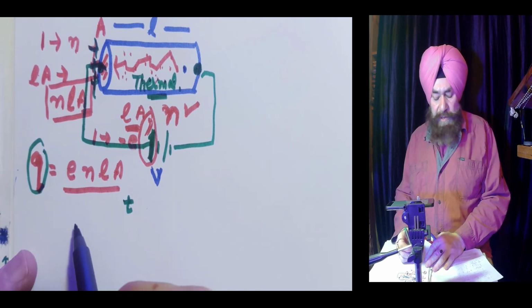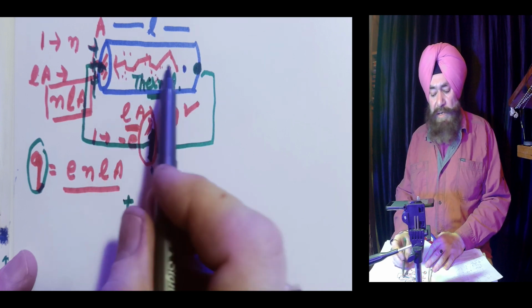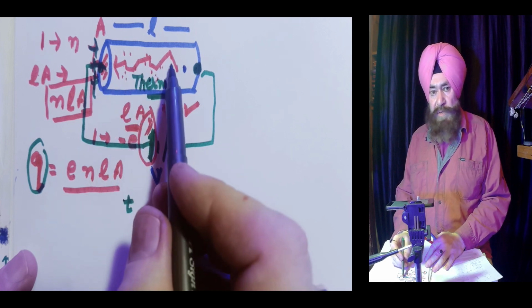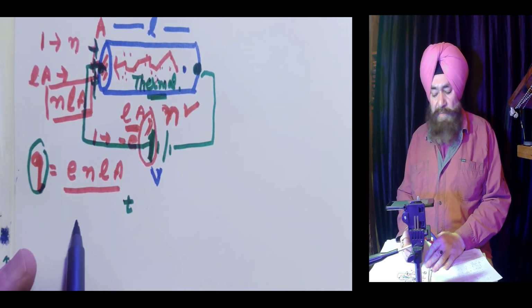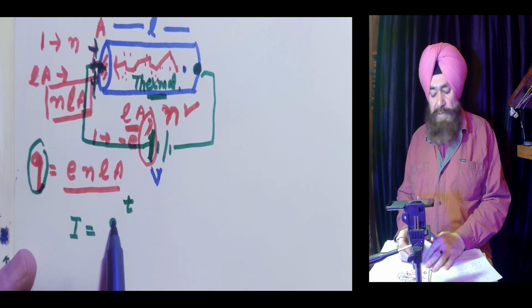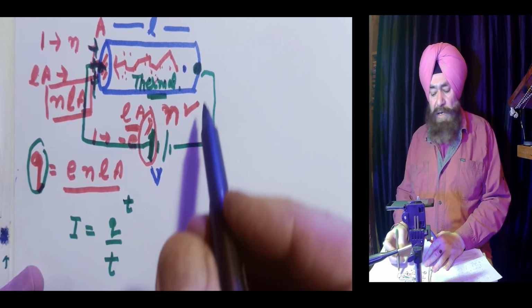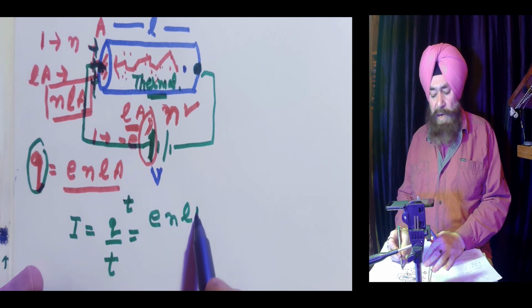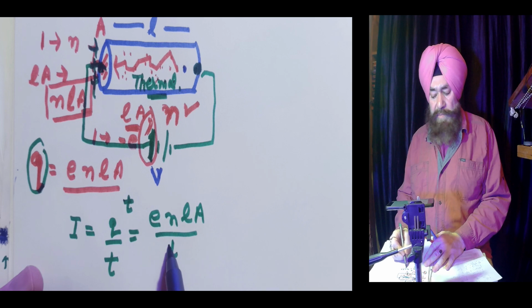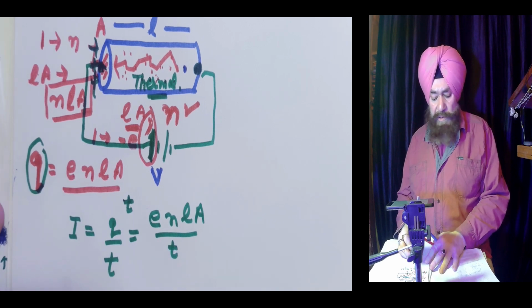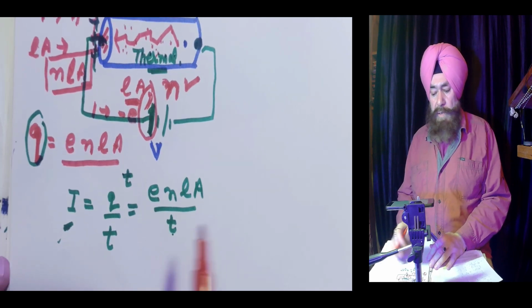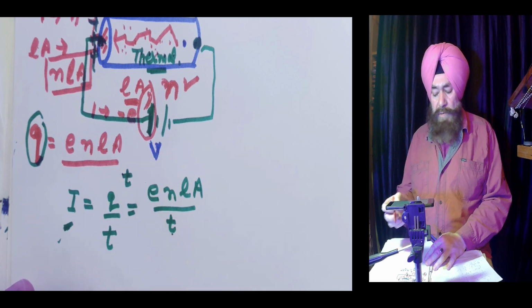Now what would be the current? Because the electron is now drifting, it is moving in a specific direction, so there will be current. So current equals charge over time. What is small t? The time taken from here to here. Substituting Q, which is e N L A, divided by t. Okay, so this is our current.